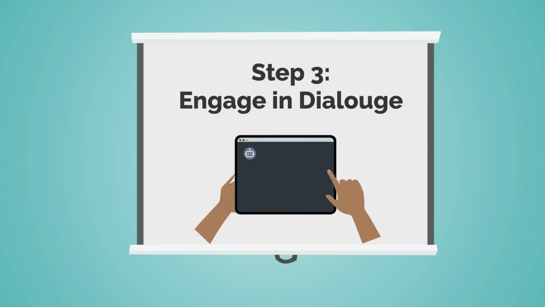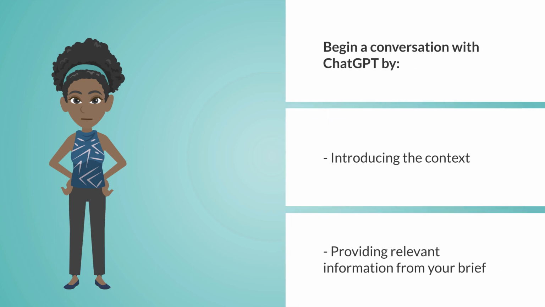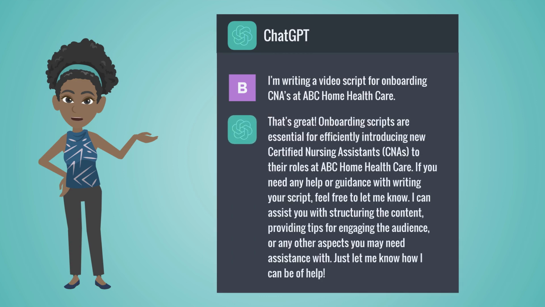Step 3. Engage in a dialogue. Begin a conversation with ChatGPT by introducing the context and providing relevant information from your brief. For example, you could start with something like, "I'm writing a video script for onboarding CNAs at ABC Home Healthcare." ChatGPT will then respond based on the input it receives.